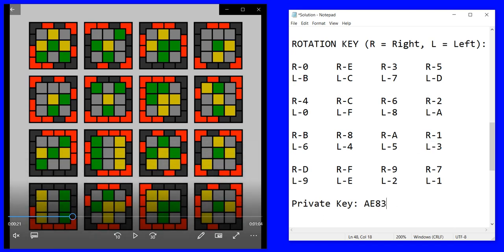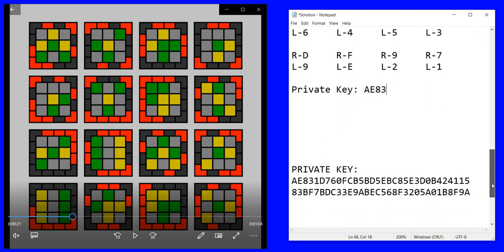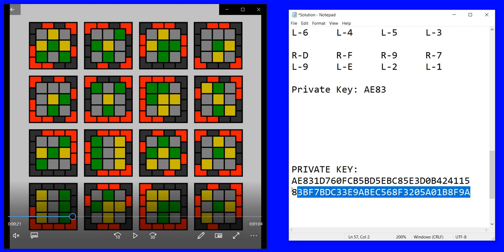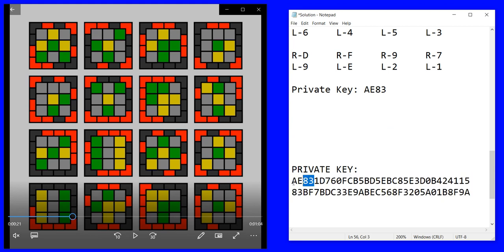So if we go through the rest of this video, continuing in that fashion, using this key, we get the full 64-digit private key. And notice that it does start with AE83, which we just figured out.